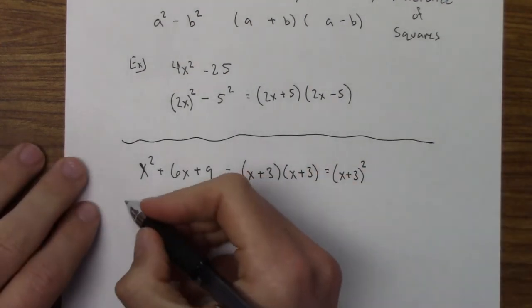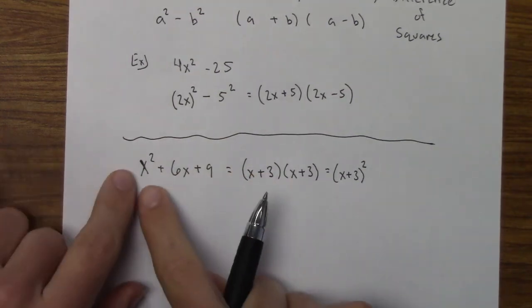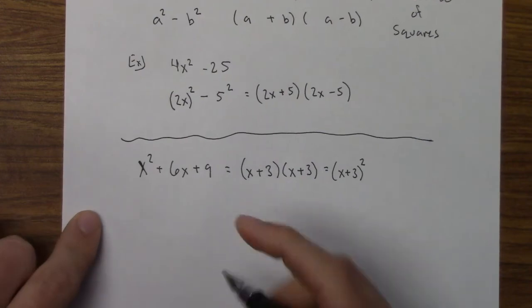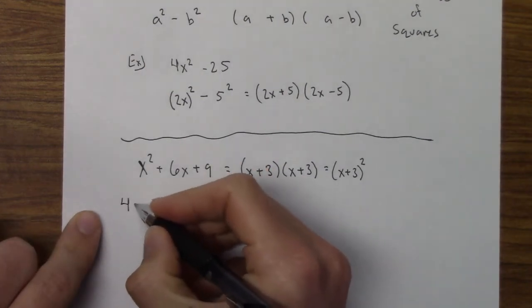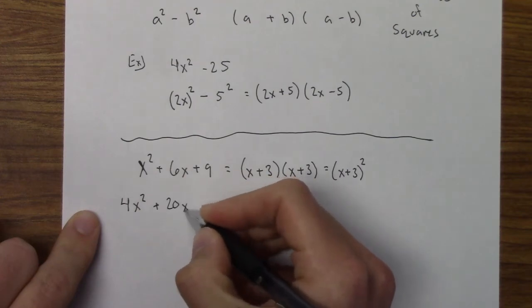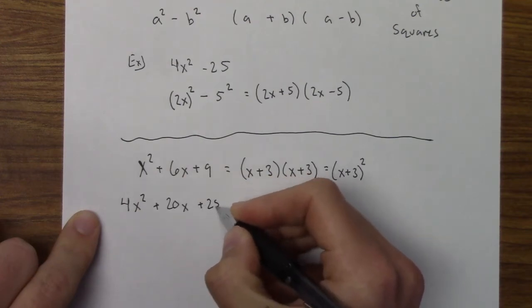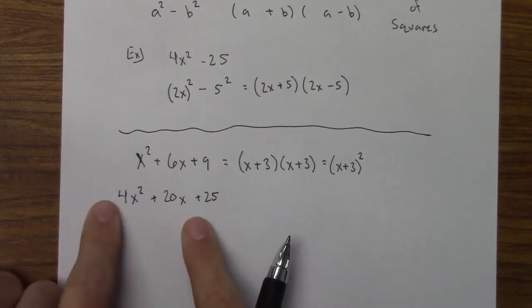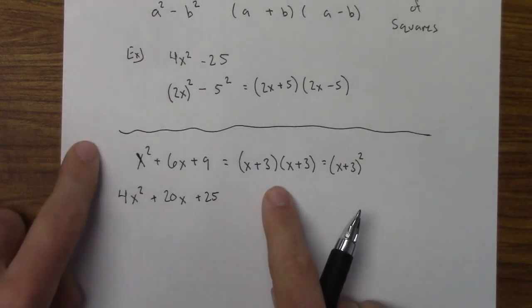Yeah, let's go for it. I'm going to show another example, because I'm going to throw an extra number in front of this x squared so we see the way the blueprint fits together. So if I come down here, 4x squared plus 20x plus 25. I'm just going to pass along that this one right here follows the same pattern as up above.